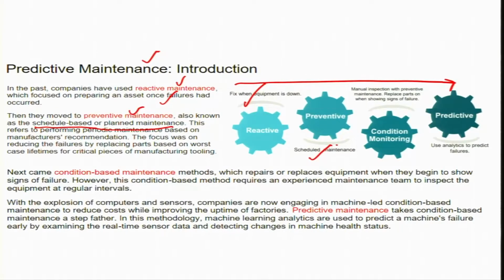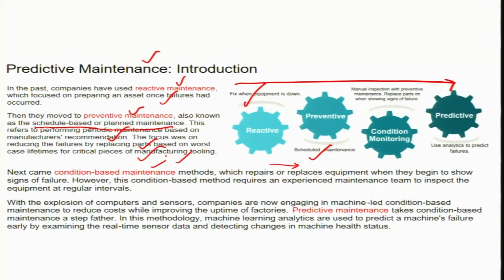So, schedule based or planned maintenance refers to performing periodic maintenance based on the manufacturer's recommendation, and the focus was on reducing failures by replacing parts based on the worst case lifetime for critical pieces of manufacturing tooling. So, this preventive maintenance is better than reactive in terms of improving the downtime of the machine, but still it is not sufficient to reduce the downtime to 0.